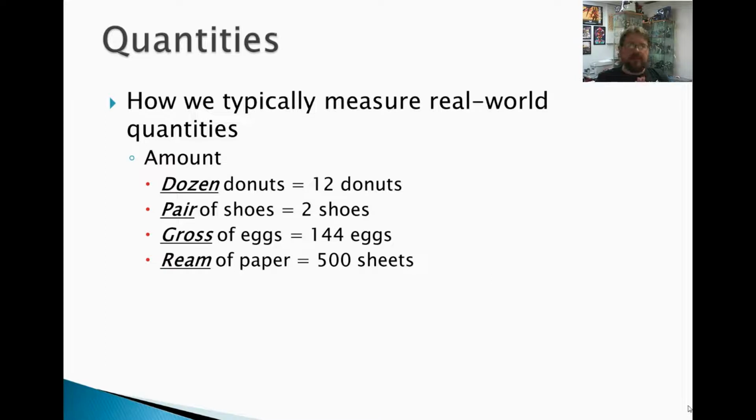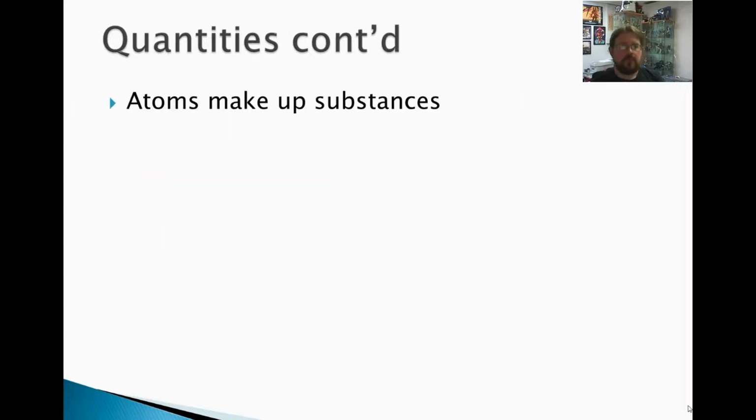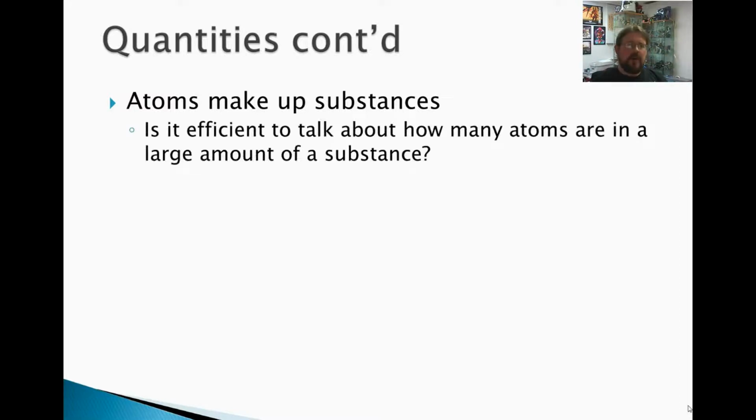And the same is true in chemistry. We know atoms make up substances. It's been a basis of a lot of stuff that we've talked about here. But is it efficient to talk about how many atoms are in a large amount of a substance? For example, if I want to talk about the number of atoms in this paintbrush, I'm not going to count them all. Atoms are incredibly tiny. And if you remember back to chapter 4, I believe, I characterized the size of an atom as being there were 2.4 times 10 to the 21st copper atoms in a penny. 2.4 times 10 to the 21st.